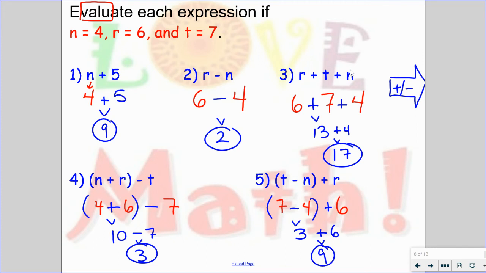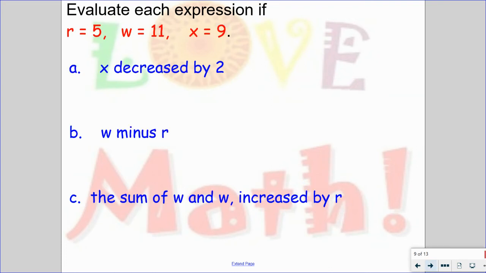Again, pause, write down what you need, rewind if you want to rewatch it, and then we'll continue. Now we'll put it all together. We start with a verbal expression. We'll turn it to an algebraic expression, and then we will evaluate.